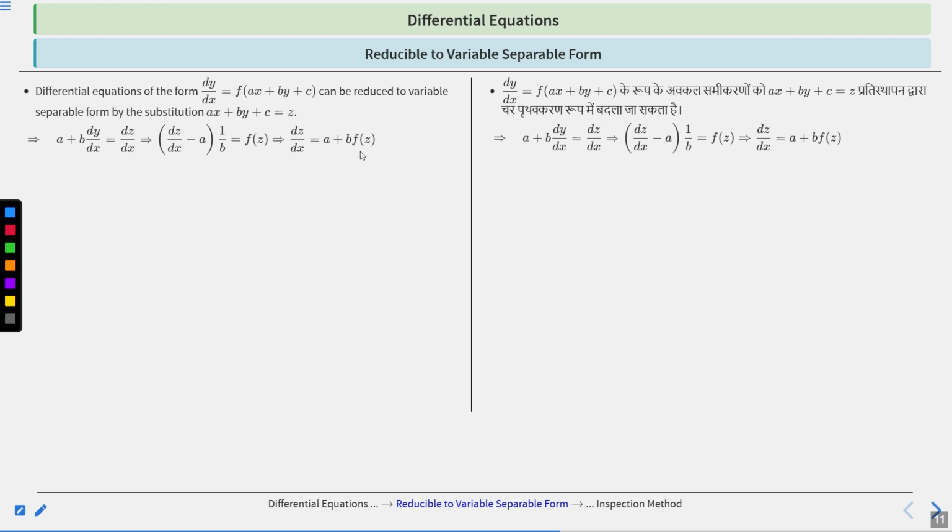dz by dx is equal to a plus b f(z). In this way, we can easily integrate by putting a plus b f(z) on this side and dx on the other side, right? And this way we can easily differentiate it. Okay.